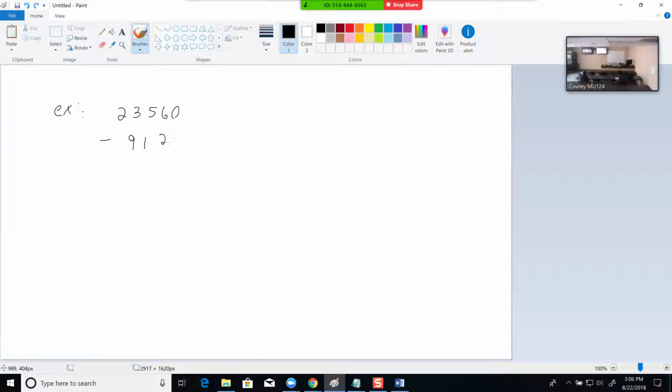2, 3. Okay, so we want to subtract those. Let's just do it by the normal means. We have to borrow 1, so that goes to 5. This 10 minus 3 is 7. 5 minus 2 is 3. 5 minus 1 is 4. 23 minus 9 is 14. So that should be our answer when we're done.